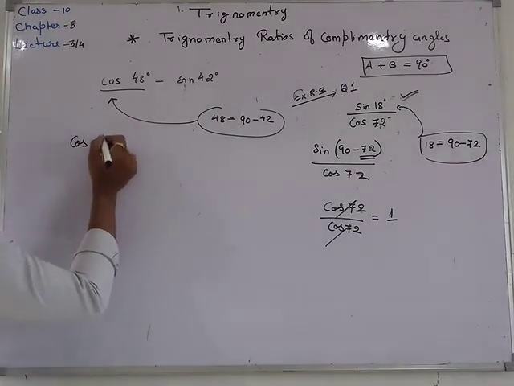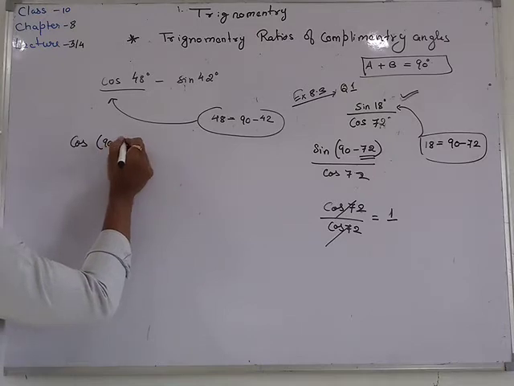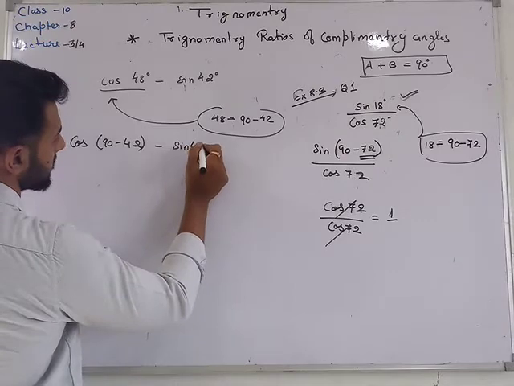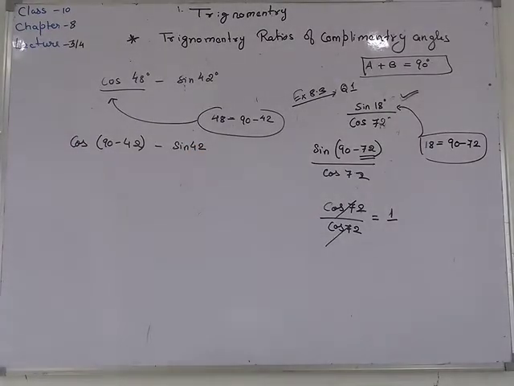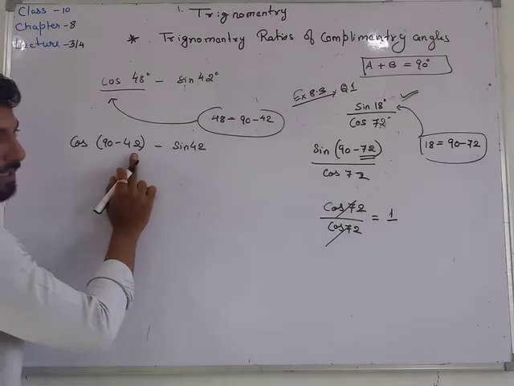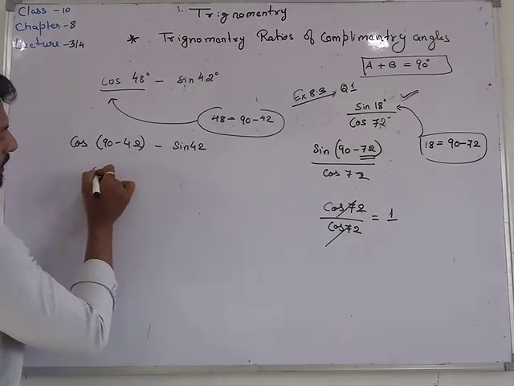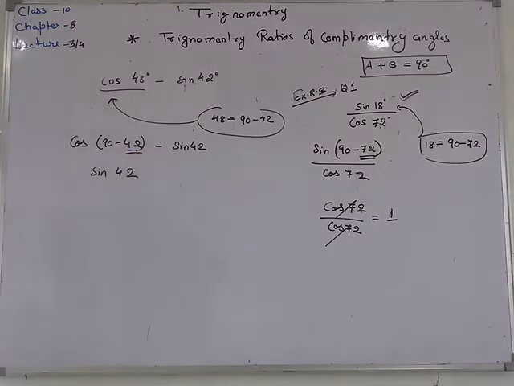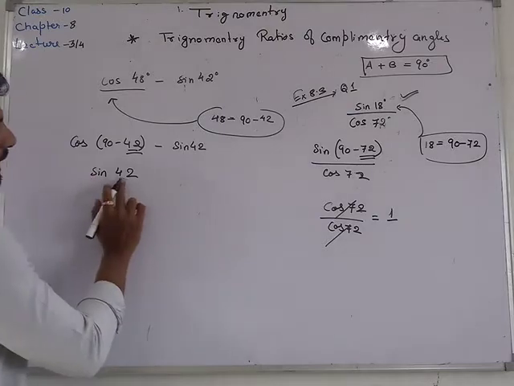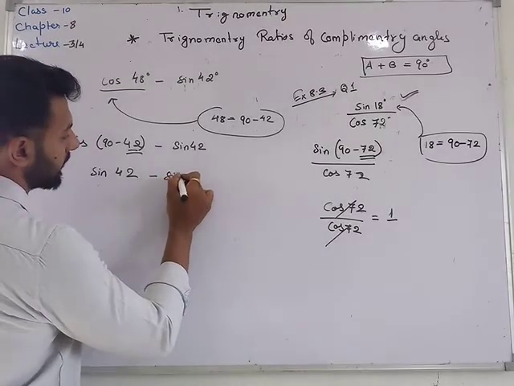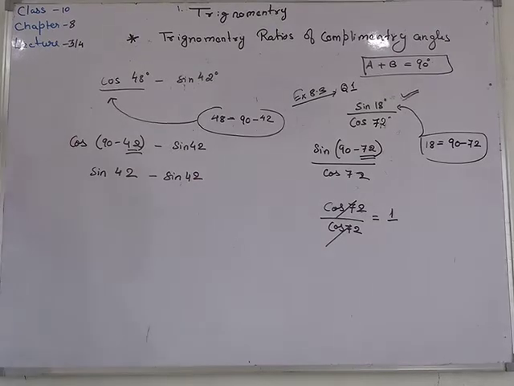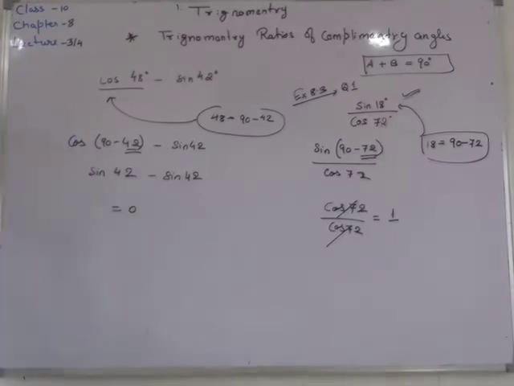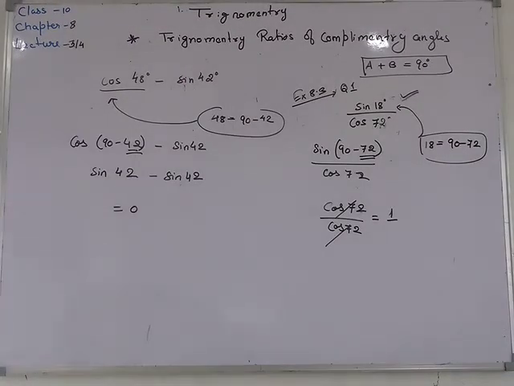Cos 48 can be written as cos 90 minus 42, minus sin 42, which is as it is. Now cos 90 minus A is sin A, where A is 42. So it becomes sin 42 minus sin 42, which is 0. So the required solution is 0.